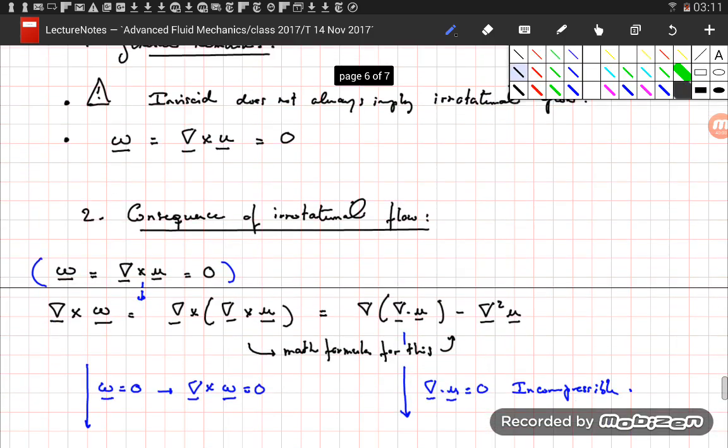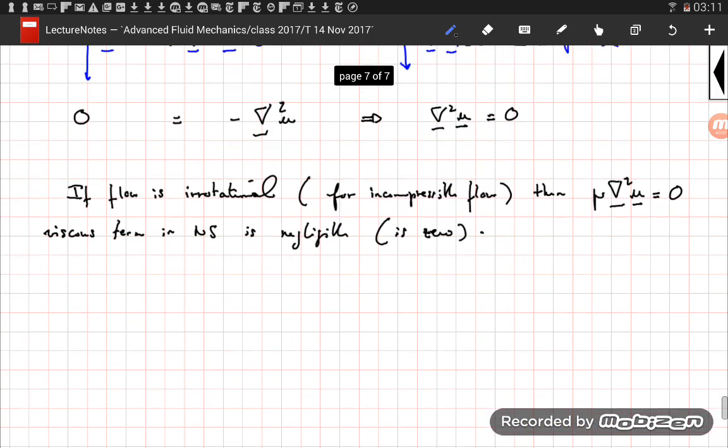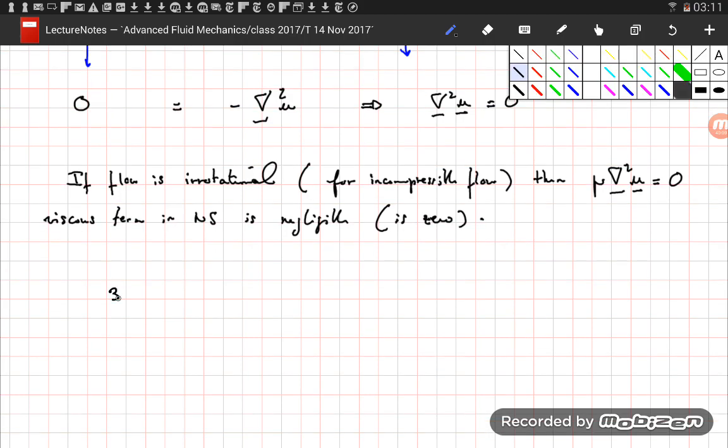Now let's see what happens to the Euler equation when the flow is irrotational. And what it will lead to is what is called the unsteady Bernoulli equation.